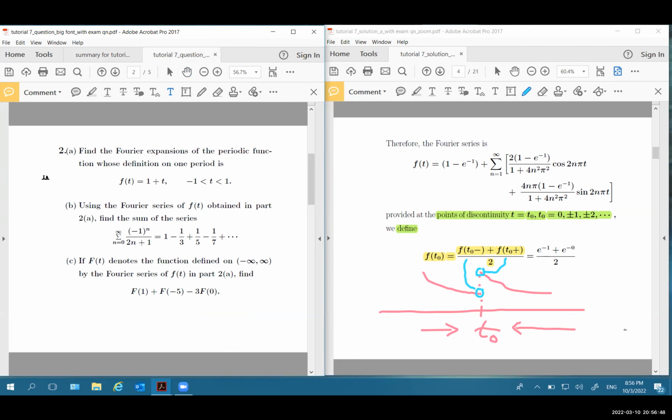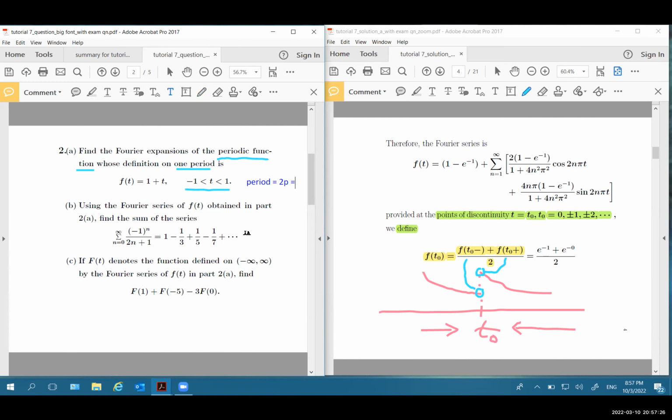So the next question, we also want to find the Fourier expansion of the periodic function. You see here, periodic function again, whose definition on one period is like that. So f(t) is 1 plus t, and where is your one period? t from minus 1 to 1. So this is one period. Now the period is 2p, right? Yeah, so that's our notation.